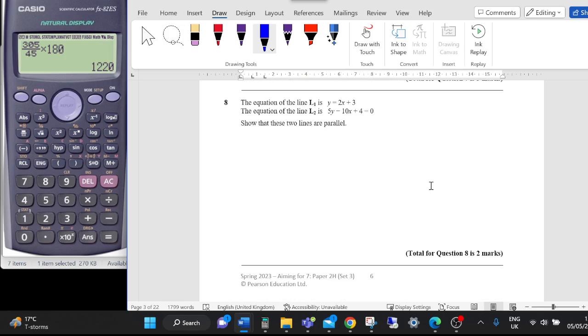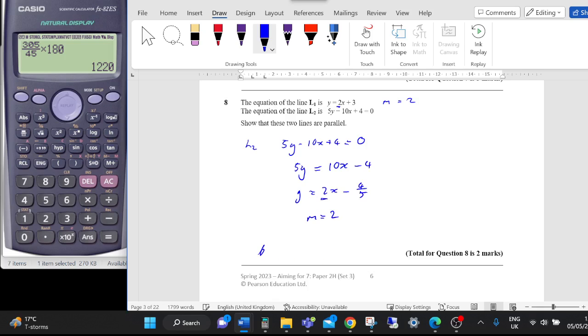Right, question 8. Show that these two lines are parallel. To show that they're parallel, they just need to have the same gradient. So the gradient of that would be 2. Gradient of this one we can't work out straight away. So if I look at L2 and I say 5y minus 10x plus 4 is equal to 0. If I take the 10x and the plus 4 over to the right-hand side, that would give me 5y is equal to 10x minus 4. And then divide both sides by 5, I'd get y is equal to 2x minus 4/5.